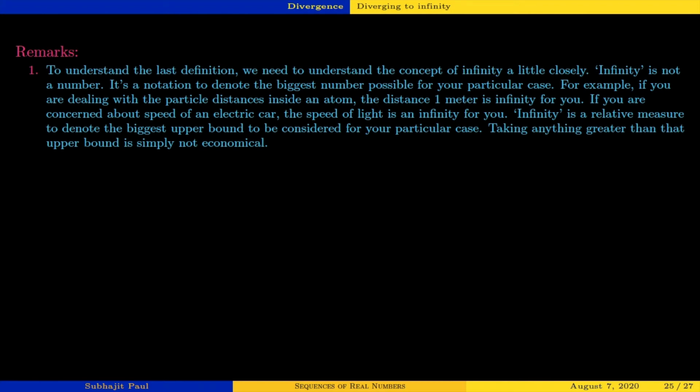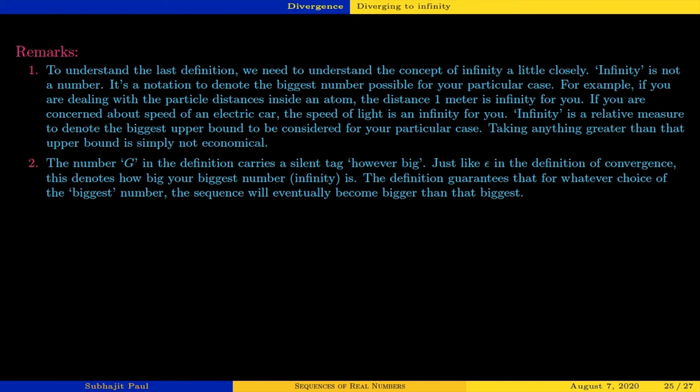For particle distances, 1 meter is infinity. For velocity, the speed of light is infinity. For a jewelry weighing machine, 100 gram is infinity. For a grocery weighing machine, maybe 50 kilogram is infinity, and so on.